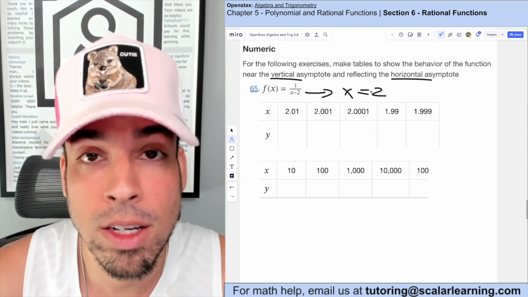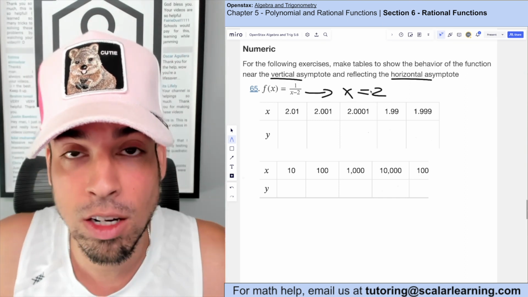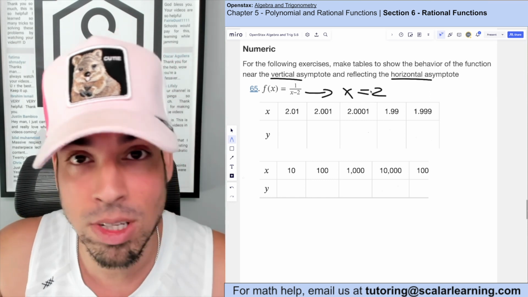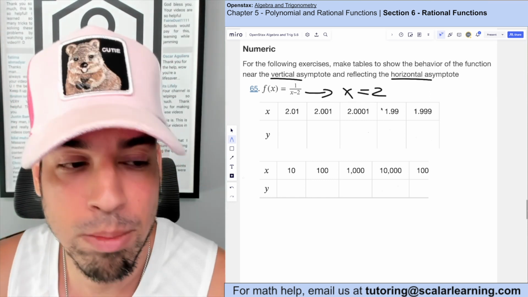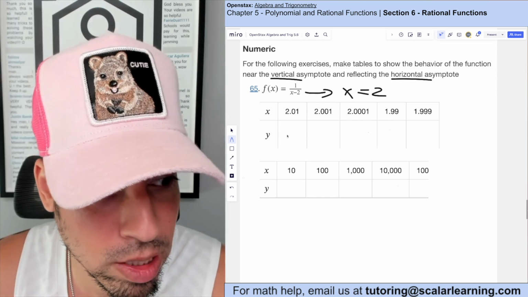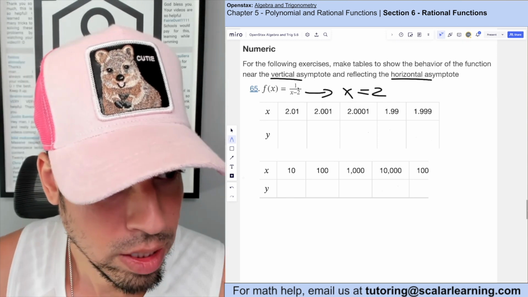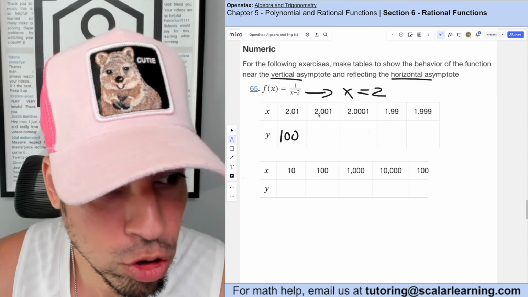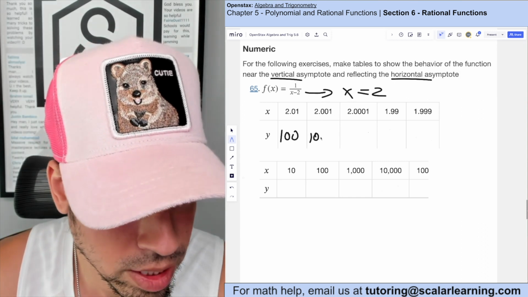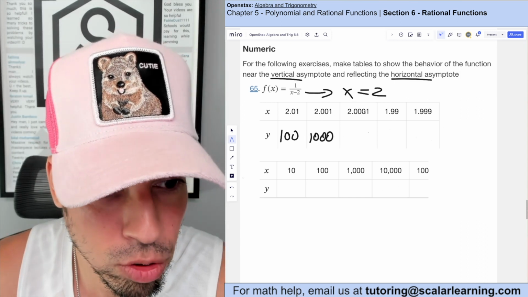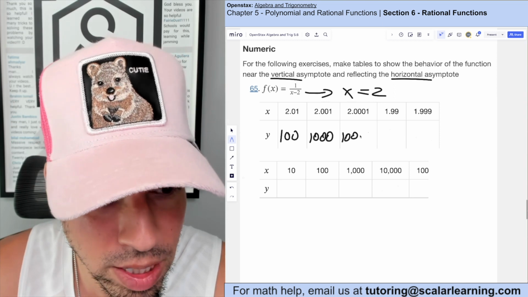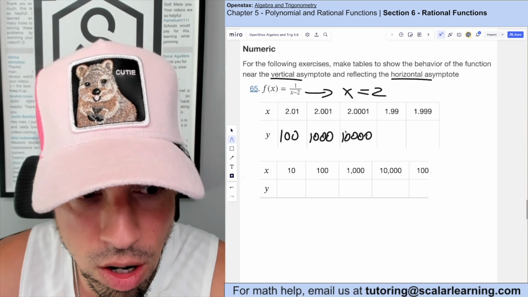So we're doing values, we're getting values that get closer and closer to 2 on both the left and the right side. We're seeing what the behavior is as we go towards both of those places. So as we plug in 2.01, we're going to get 100. As we plug in 2.001, we actually get 1,000. And then 2.0001, you notice the pattern, we get 10,000, right? You could plug it in your calculator to double check.